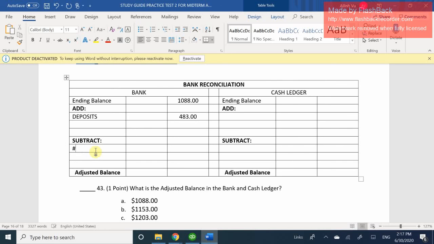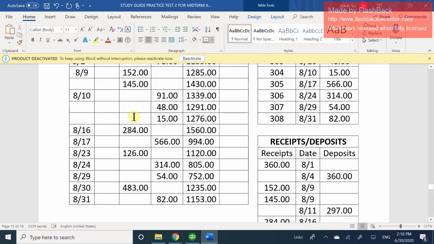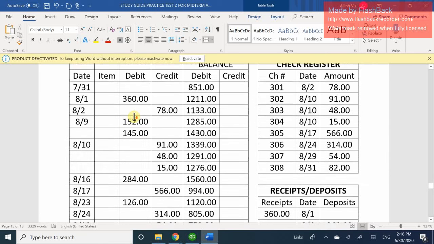306. And number 307. Shoot, my brain. Is it 368? Total is 368? Yes. Okay, hold on. Let me check the numbers again. So I know it's 54. I can't remember what the first one is.